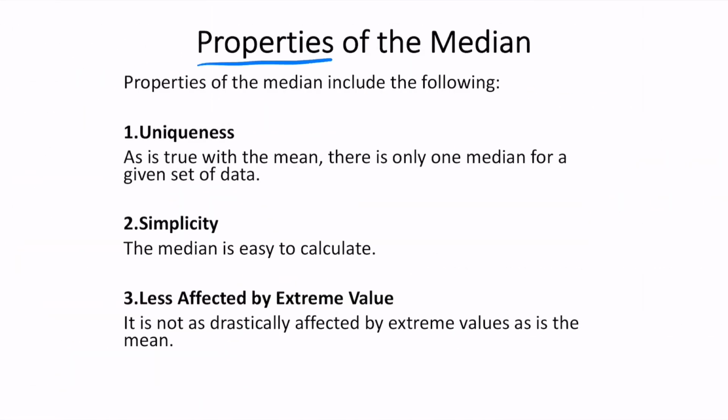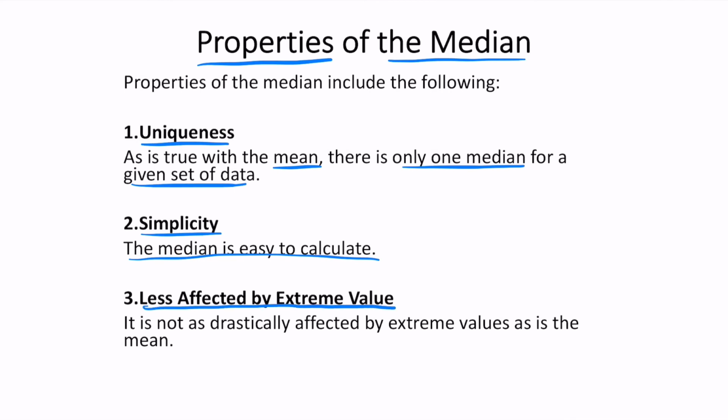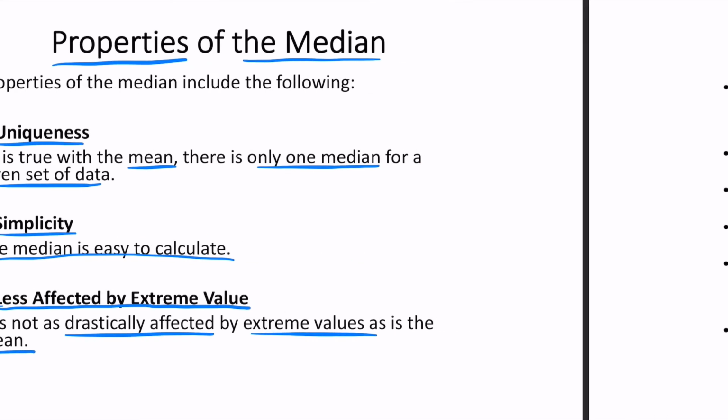So what are the properties of the median? The common properties that we generally see are uniqueness, meaning that as with the mean, there is only going to be one median for a given set of data, and also simplicity, because the median is one of the easiest to calculate. The third one, which differs from the mean, is that it is generally less affected by extreme values. So it is not drastically affected by extreme values as the mean is.